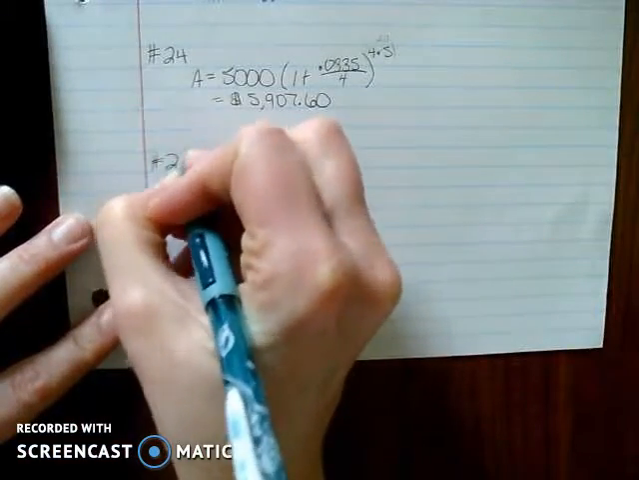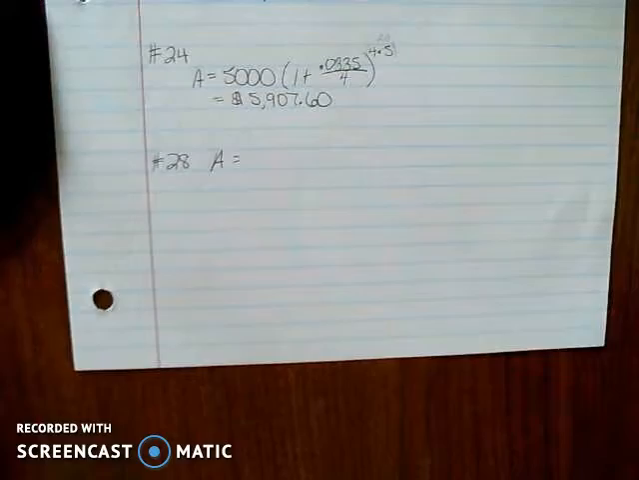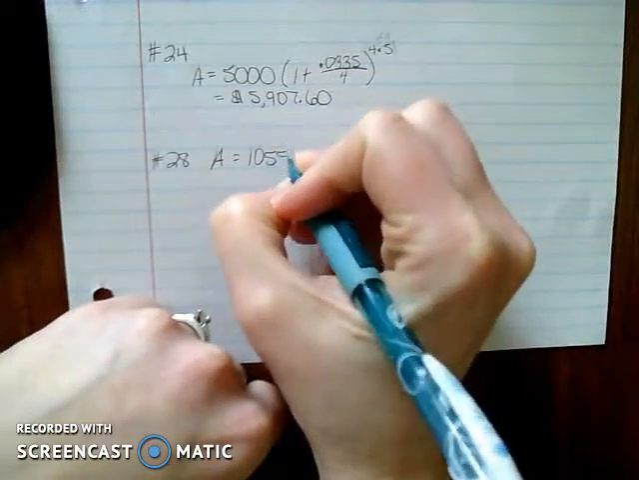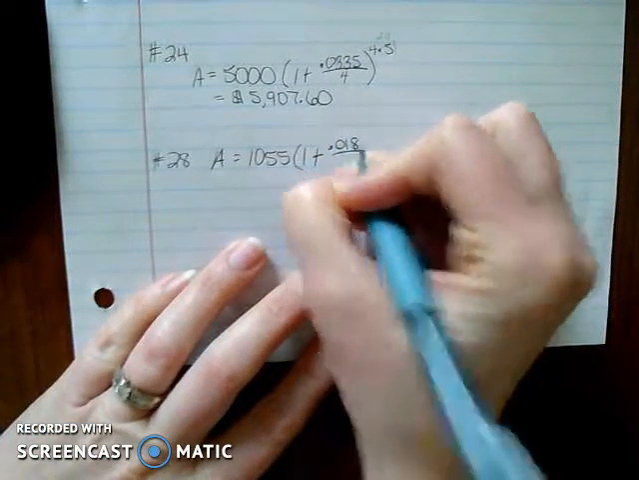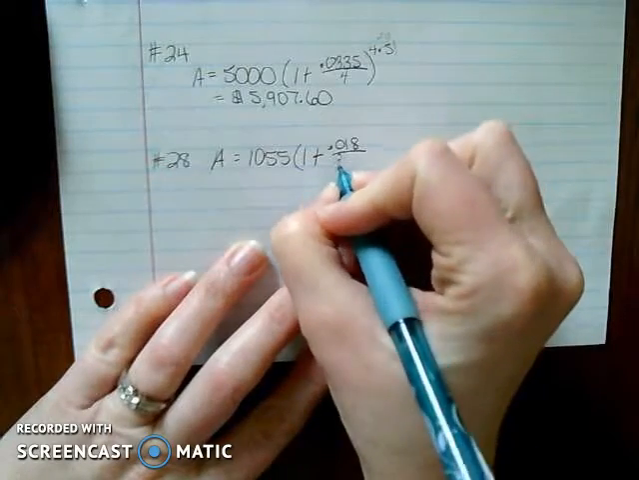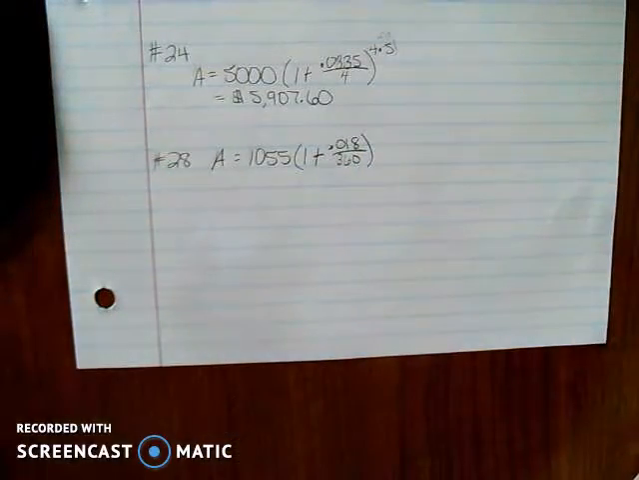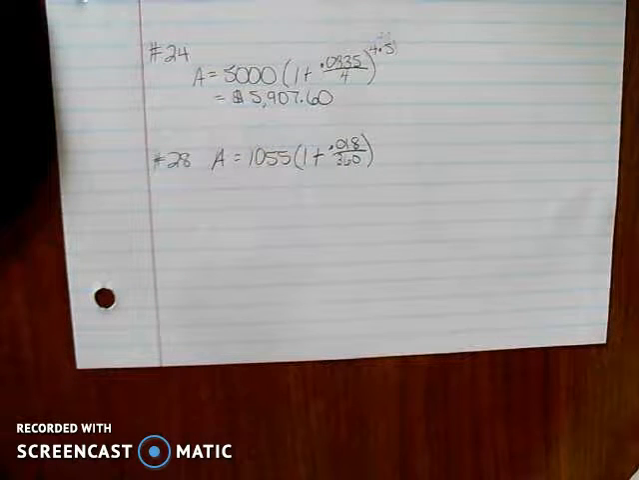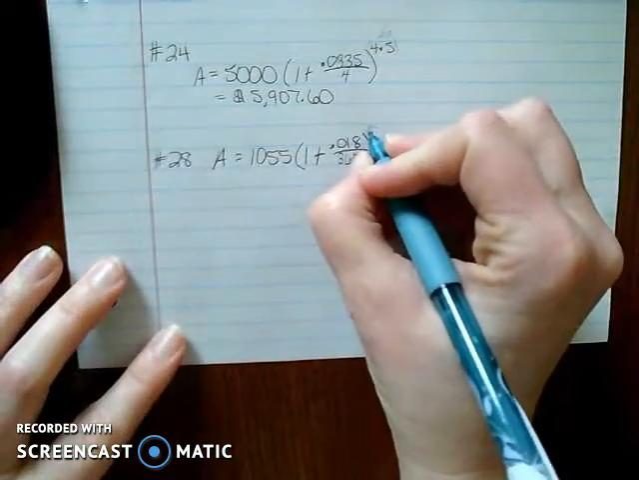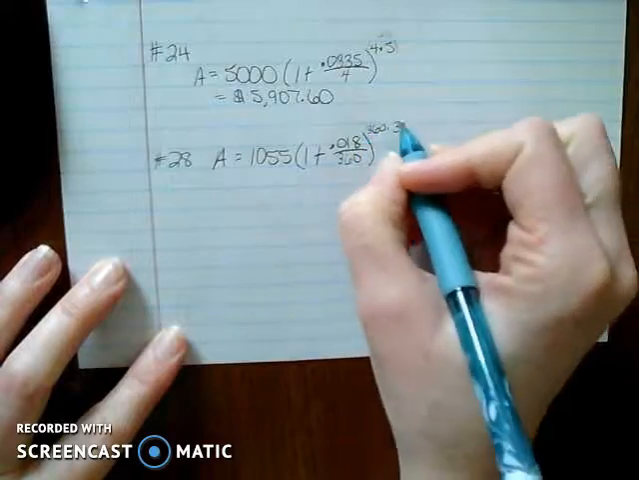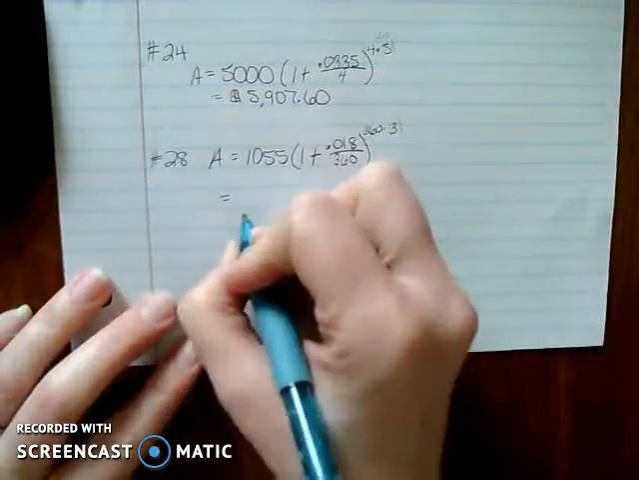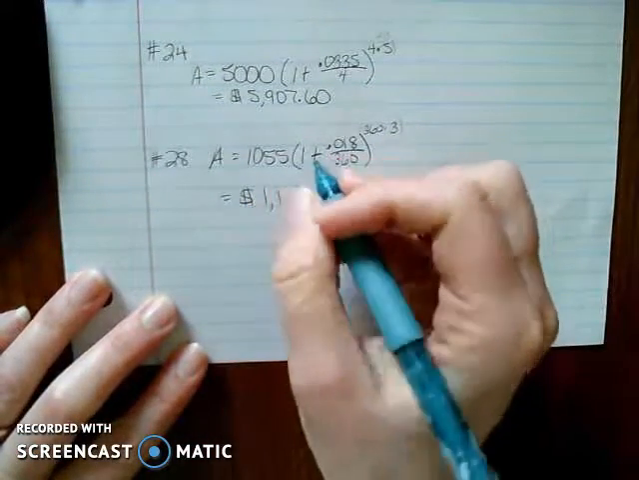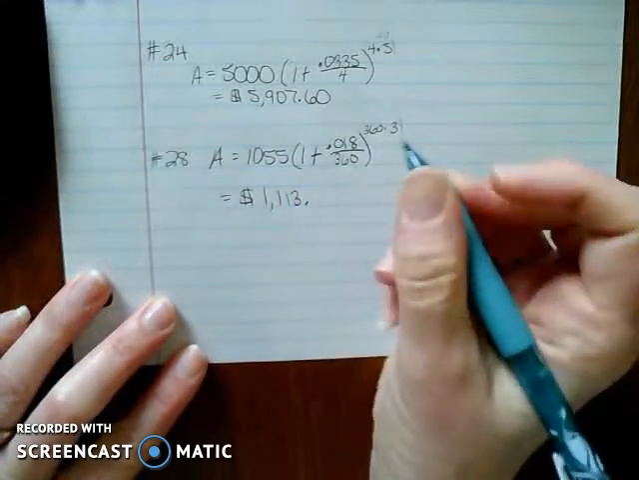Then we're going to do number 28. This time we're starting with $1,055. 1 plus 1.8%, 0.018. Compounded daily. Again, even though there's 365 days in a year, we use 360. So the banks use 360 for a year rather than 365. Okay. To the 360 times 3. So again, make sure you add parentheses in there unless you're going to do it separately. And that gives us a total of $1,113.53.